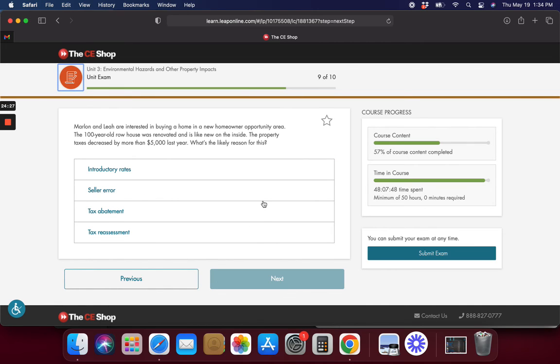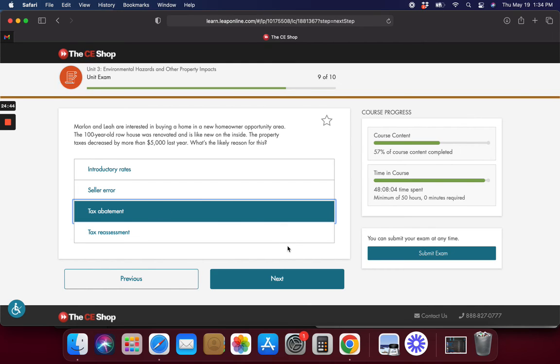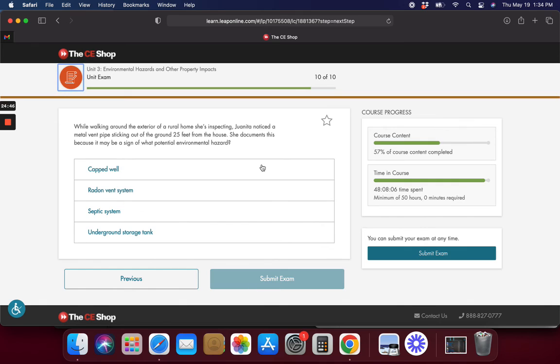They're interested in buying a home in a new homeowner opportunity. The 100-year-old row home was renovated and it looks pretty new on the inside. The property taxes decreased by more than $5,000 last year. What's the likely reason for this? Probably a tax abatement. Do you remember us talking about that?